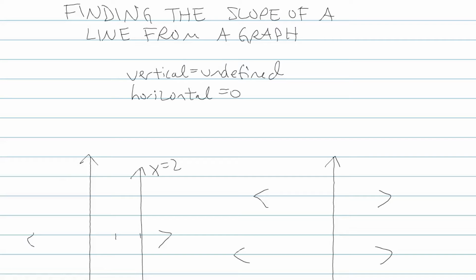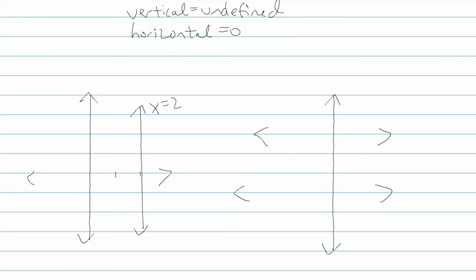Finding the slope of a line from a graph using vertical and horizontal lines. Okay, vertical and horizontal lines are a time when students mess up all over the place, and you gotta kind of do some thinking before you write down an answer. Let's look at the first one.